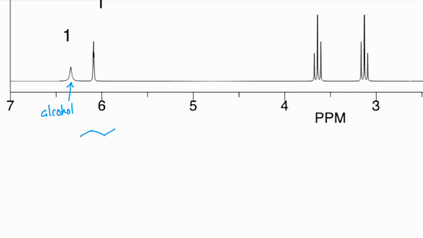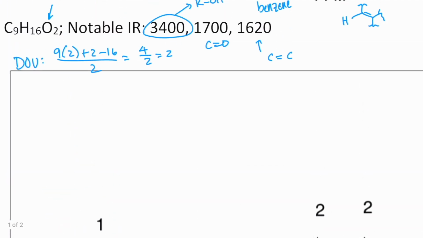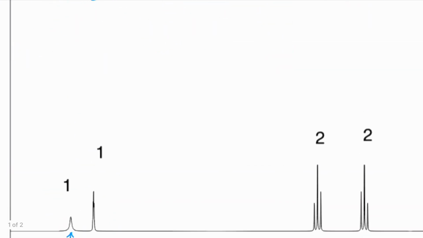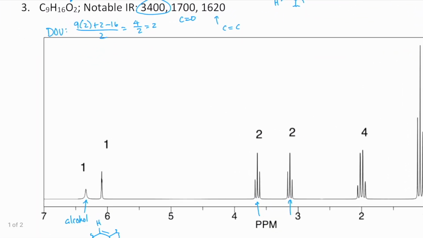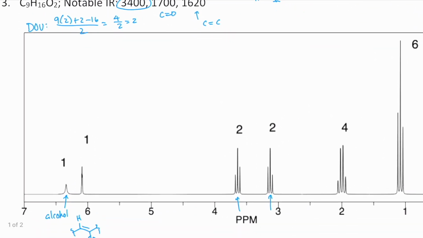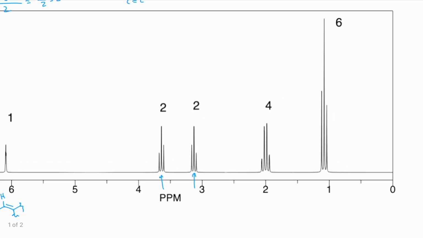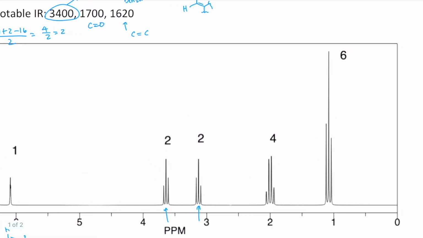So we may have something that looks like that. Okay, and that makes sense. We do match with an alkene here. Okay. Then we have this area. Interesting. So these two are both next to something that's electronegative. Well, we have an alcohol. So that means we have an oxygen mixed in here somewhere. We also have a carbonyl.